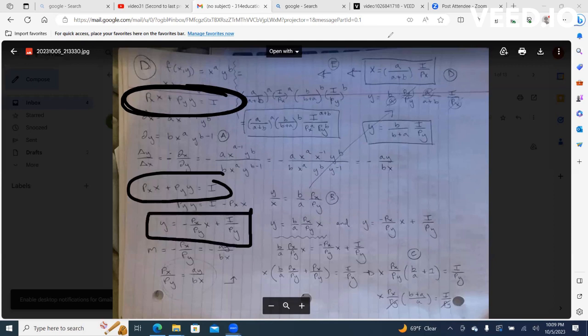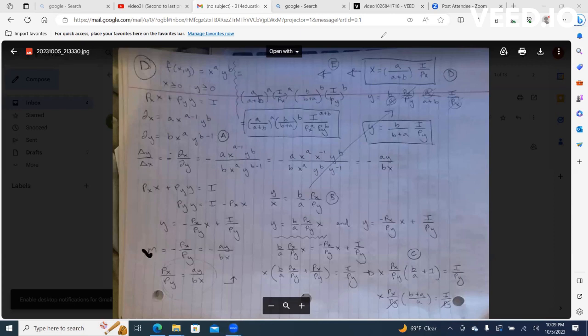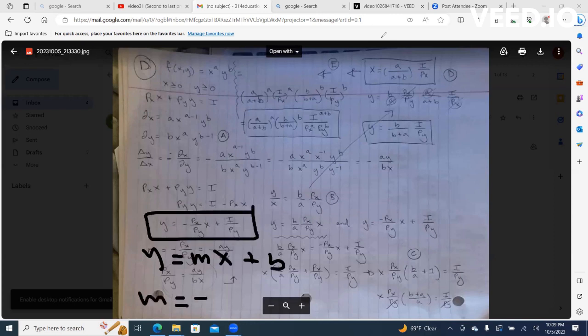I hope we always remember y equals mx plus b. That's y equals mx plus b, this thing that I wrote right here, where m equals what? M equals negative px over py. A lot of us are still very iffy about just our mathematical understanding at all. Those are constants, they're not variables.